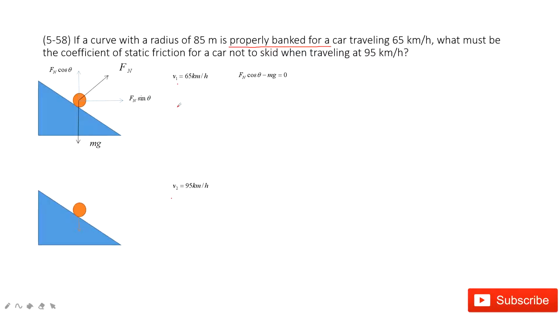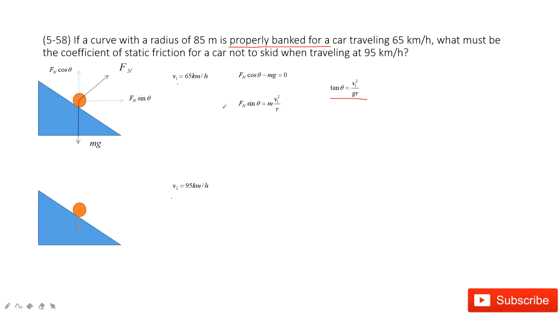In the second one, we can see we have the y component: F1 cosine theta minus gravity equals 0, because the car doesn't move in the y component. In the x component we have F1 sin theta, which is the central force, equal to mass times velocity squared divided by r. Therefore, we can get this angle theta: tangent theta equals v1 squared divided by gr. In this way, you can find the angle theta. And this part is what we learned in the textbook's examples.